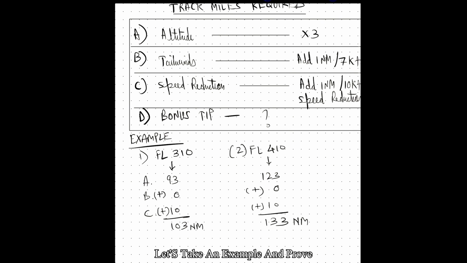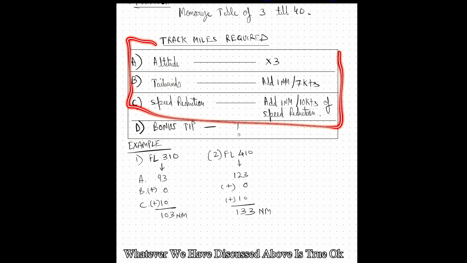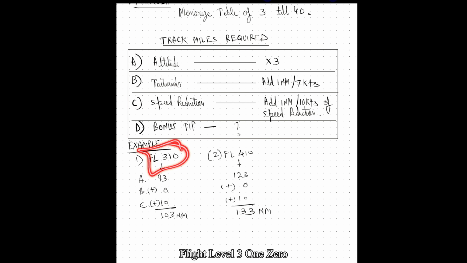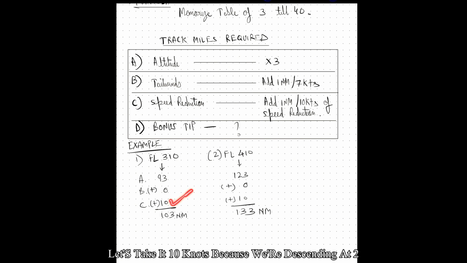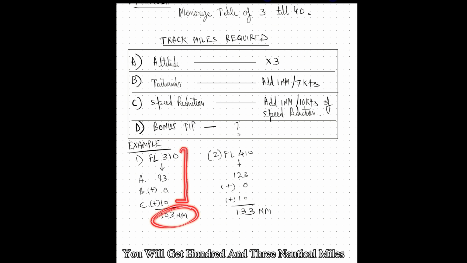Let's take an example and prove whatever we have discussed above is true. Flight level 310, altitude into 3 is 93. Tailwinds, let's assume the tailwinds as nil, so we take it as 0. And speed reduction, let's take it 10 nautical miles because we are descending at 280 knots, there's a reason why, I'll show it to you in a moment, to 180 knots, that is intercept heading. So if you add all of this, you will get 103 nautical miles.